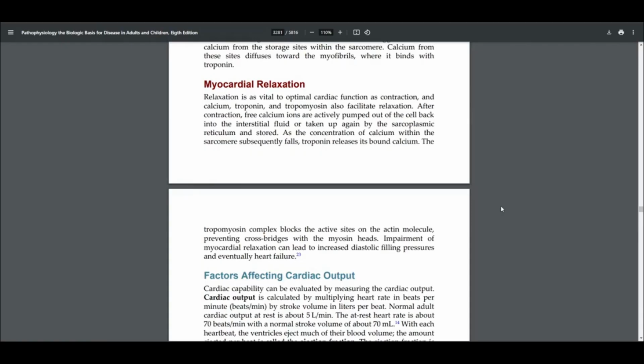After contraction, free calcium ions are actively pumped out of the cell back into the interstitial fluid or taken up again by the sarcoplasmic reticulum and stored. As the concentration of calcium within the sarcomeres subsequently falls, troponin releases its bound calcium. The tropomyosin complex blocks the active sites on the actin molecule, preventing cross bridges with the myosin heads. Impairment of myocardial relaxation can lead to increased diastolic filling pressures and eventually heart failure.